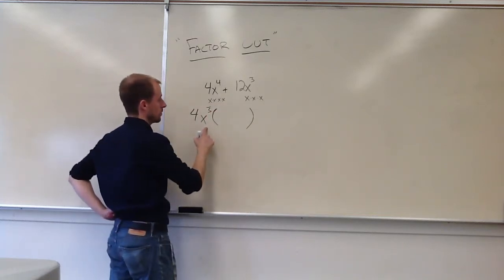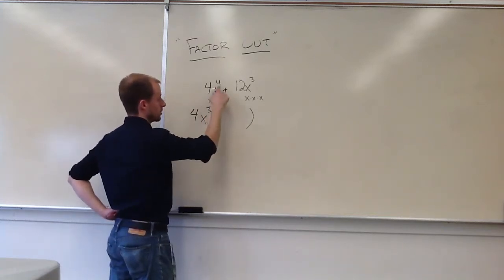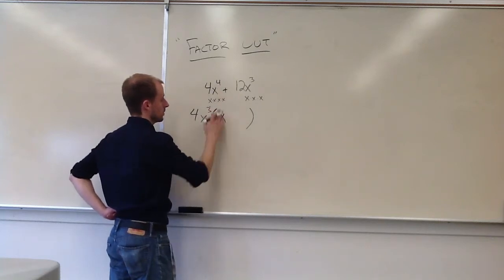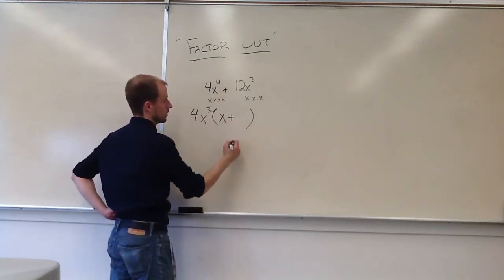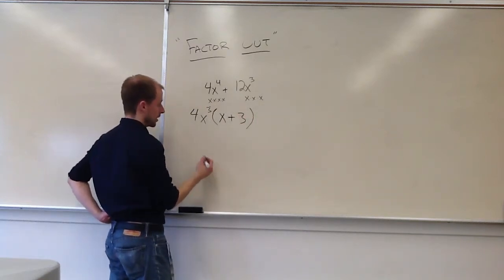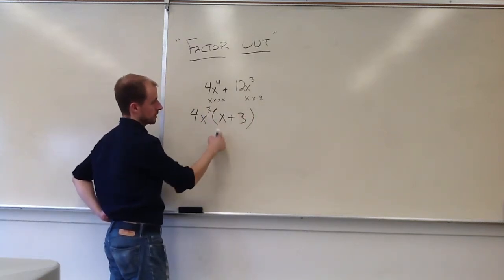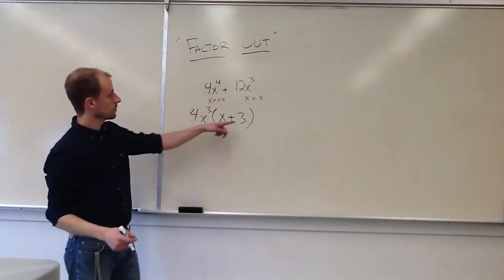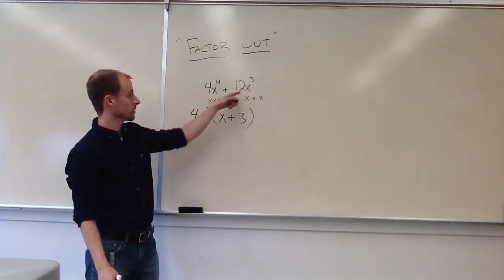4x cubed times what is going to give me 4x to the 4th? x, plus 3. And you can check your work and say 4x cubed times x, that's going to give you 4x to the 4th. 4x cubed times 3, that's going to give you 12x to the 3rd.